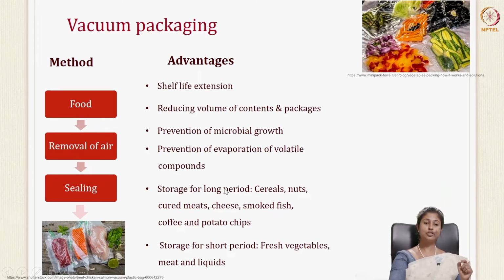Another thing is storage for long periods. They use these vacuum packages for your cereals, nuts, cured meat, cheese, smoked fish, coffee, potato chips. So you will recognize that many of the products which are high fat or even products which have got volatile flavors that need to be kept in, like coffee, can be vacuum packaged to increase their shelf life. For storage for short periods, you can use them for foods like fresh vegetables, meat, and liquids.